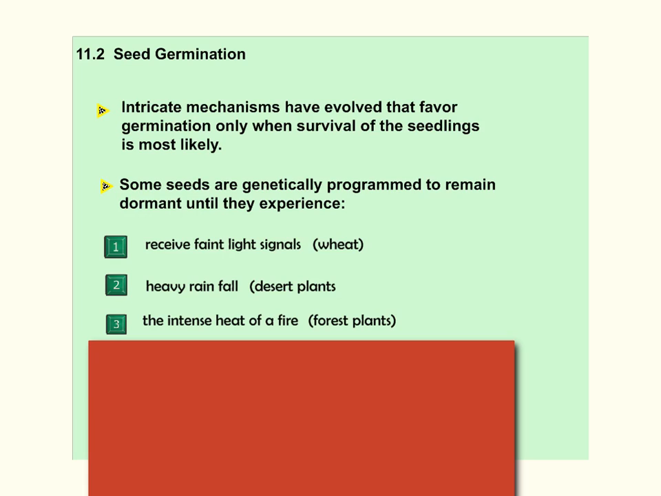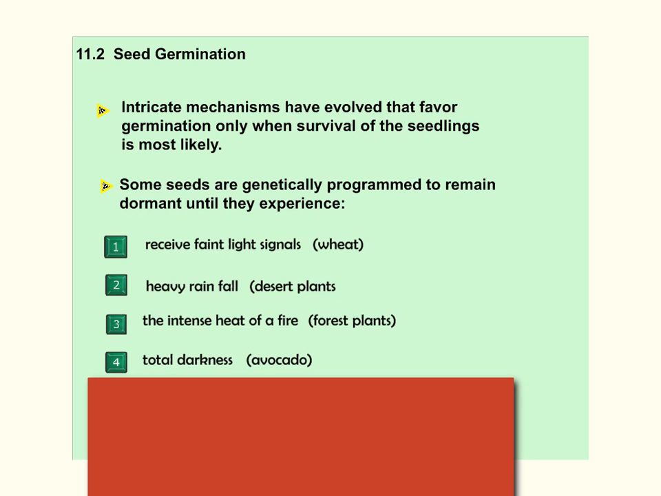Another example would be the intense heat of a fire. Our forest plants, our conifers, our pine trees would be a great example of this. After an intense fire, a forest fire, you'll notice that the following year you'll have new growth sprout up. That is a biological process. A lot of people think that fires happen because it's man-made. A lot of times it's not. A majority of forest fires happen from lightning strikes, things like that, and it's supposed to occur.